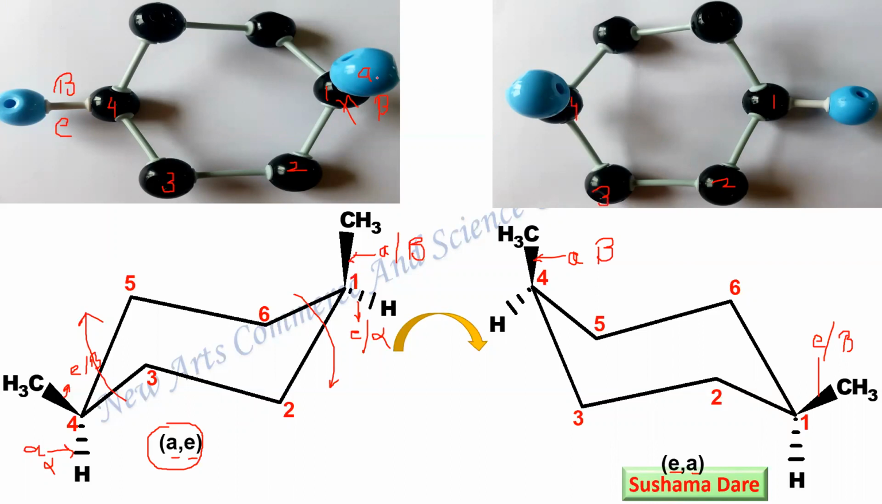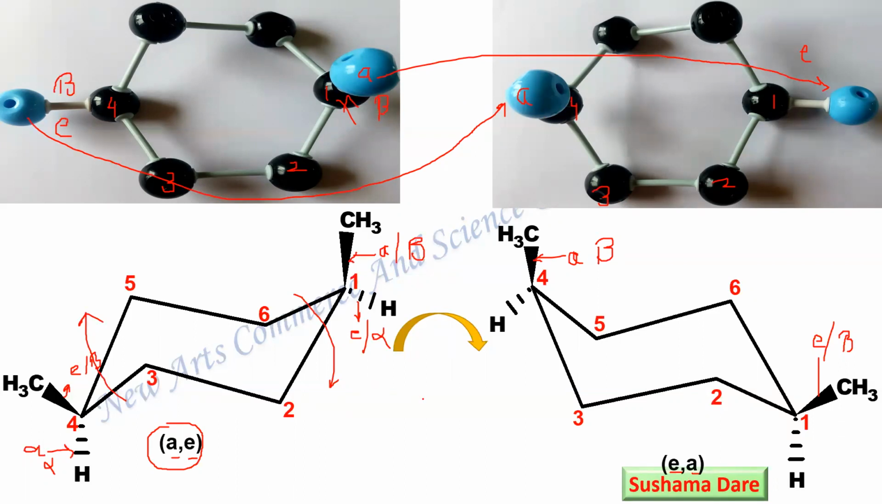So originally it is axial, now it changes to equatorial. You can see that it converts to equatorial. Now this one is equatorial, and you can see this changes to axial. So this conformer is EA. Now you can see there is one axial bond and one equatorial bond in both structures.